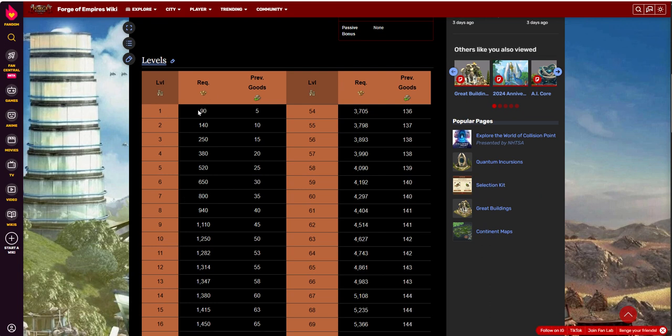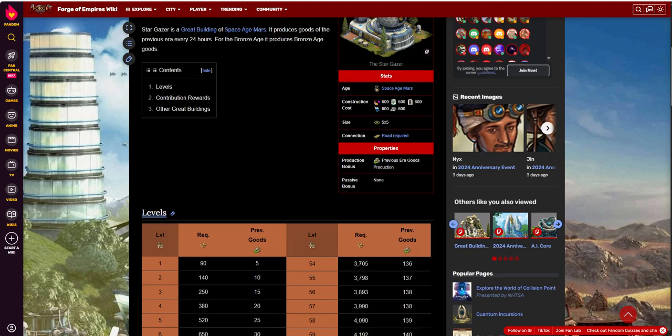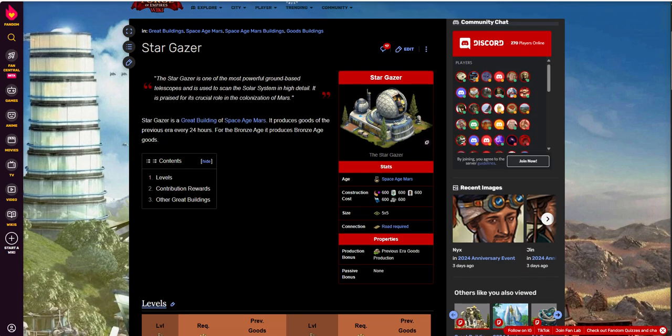So it costs you 90 FPs to build it, and then you get previous era goods at level 1 of 5 previous eras per day. So you get basically 4 hours of production per day of a previous era. At level 10, it's costing you 1250, and you're only getting 50 of a previous, which is equivalent to, if you did a 2-for-1, 25 current day if you were to trade it up. So, not a very good building in that sense.